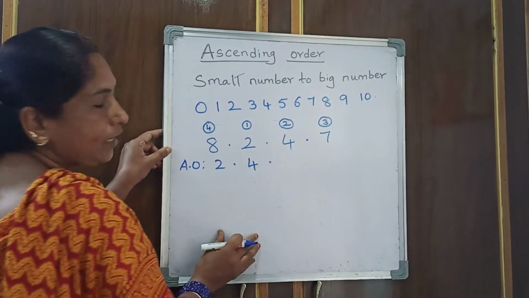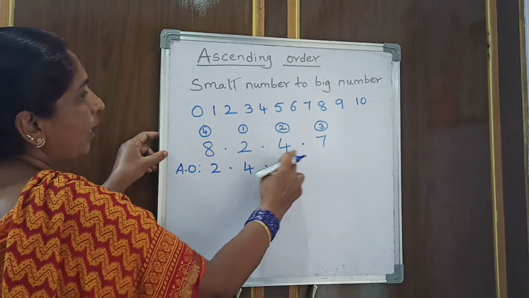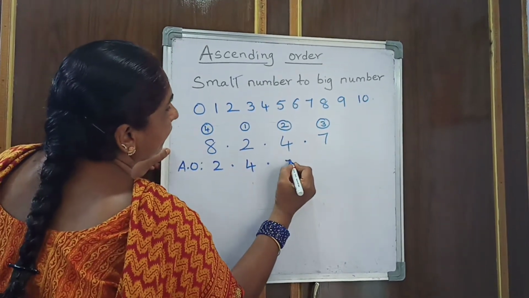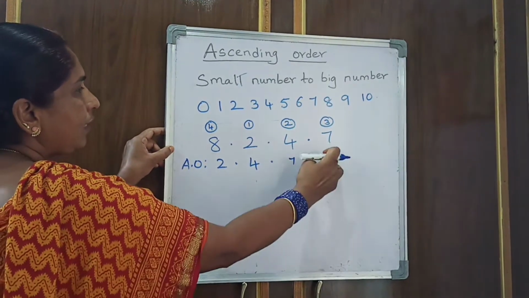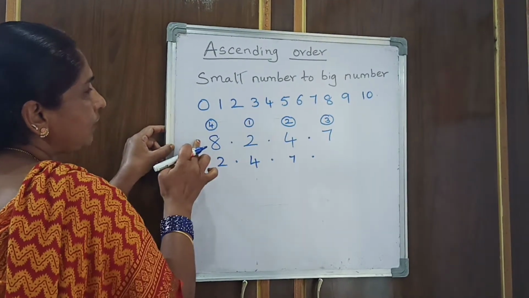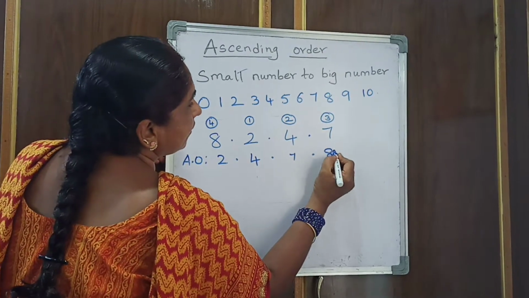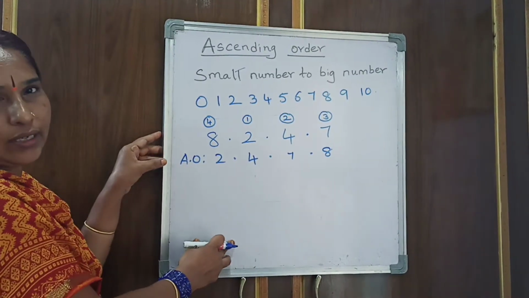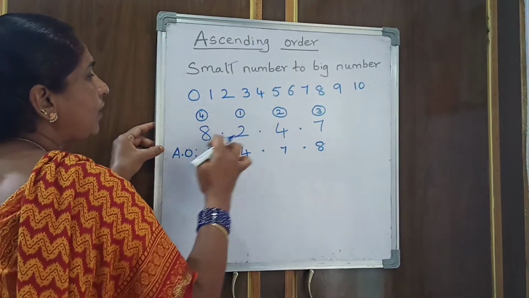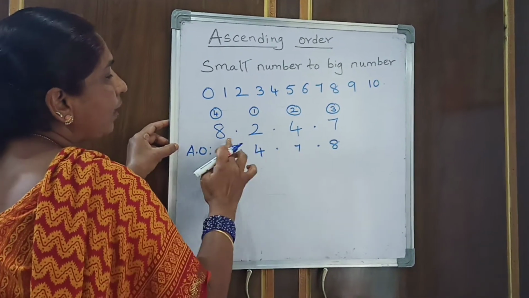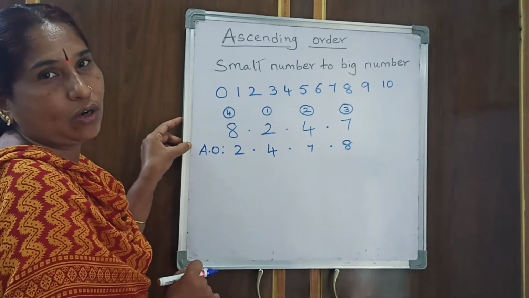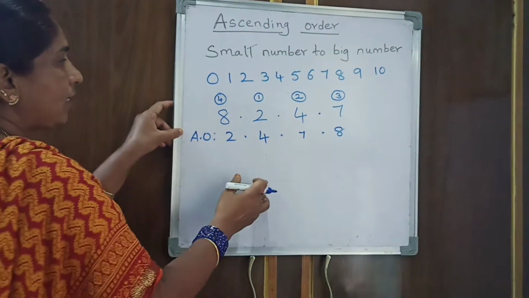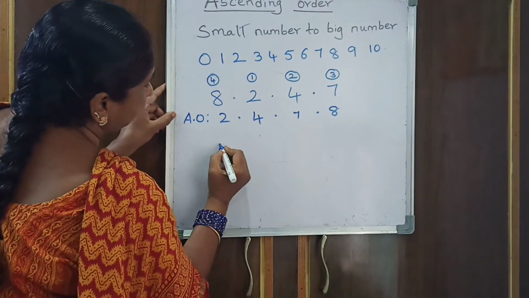Then keep one dot and leave one box. After 4 comes 7. Then keep one dot and leave one box. Then the fourth one is 8. See, this is the ascending order. Here they have jumbled the numbers and given, and by seeing this, you are arranging them in ascending order. Is it clear, children?